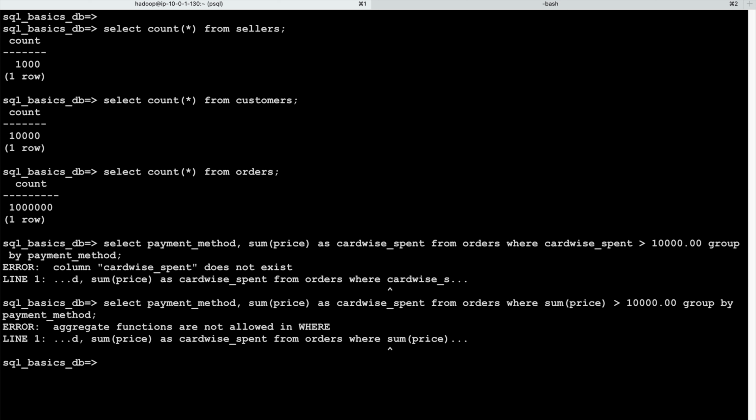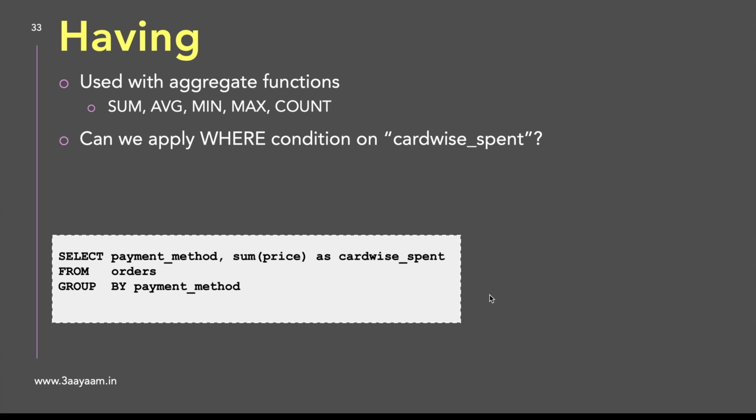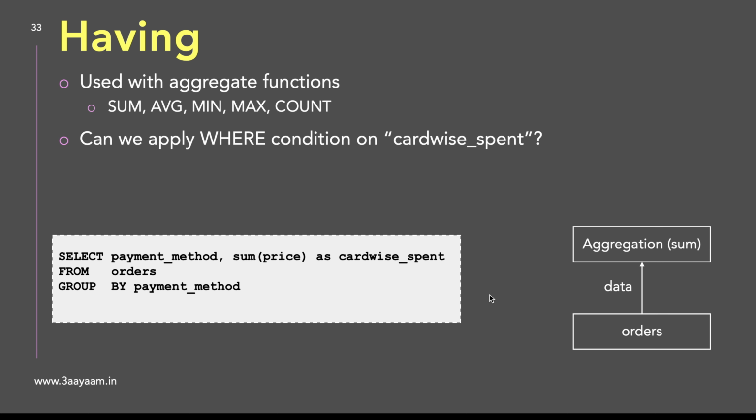Now what might be the reason? First of all, that the aggregate function is not allowed is fine, but even when I use the cardwise underscore spend column name in the where clause, it is giving me an error. The reason is how the records are processed in SQL. So I have this orders table, and data would be pulled from the orders table by the SQL statement, and then the aggregation function would be applied on top of it, which is sum in our case, and the result set would be given back to the client. And the where clause is actually applied here, before the aggregation.